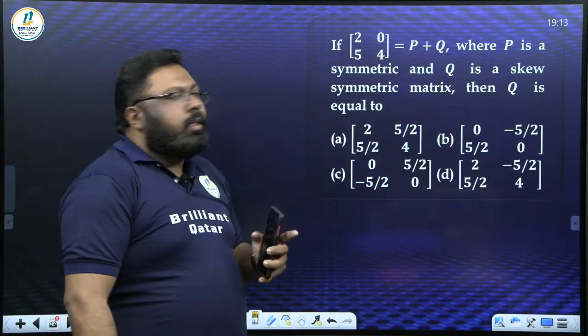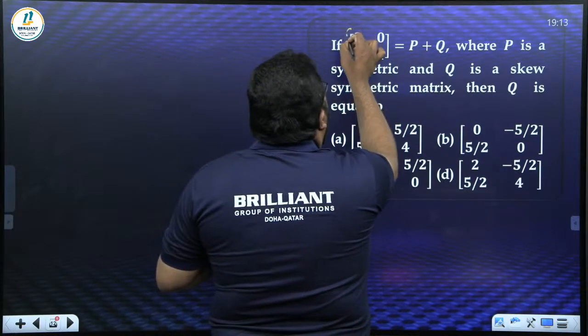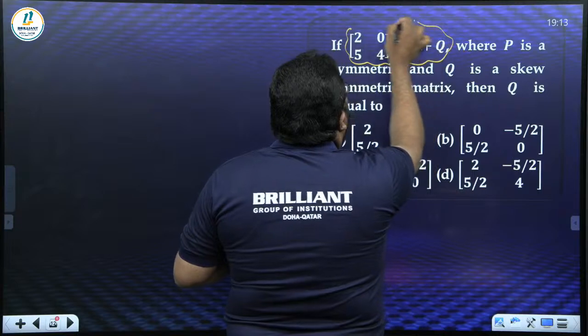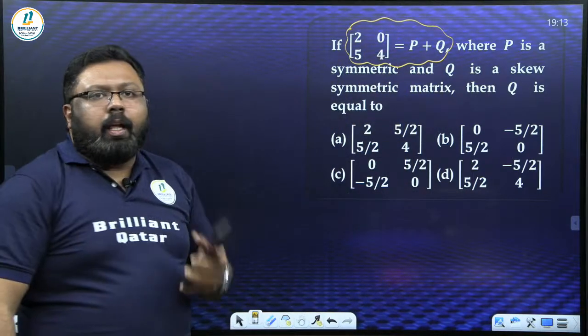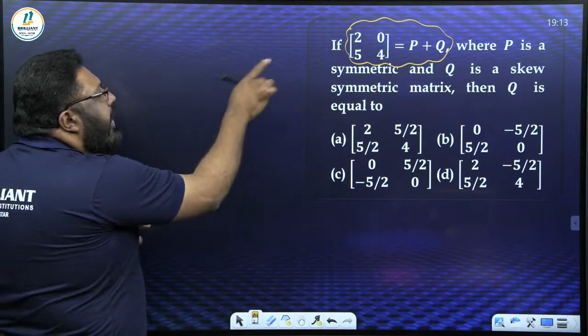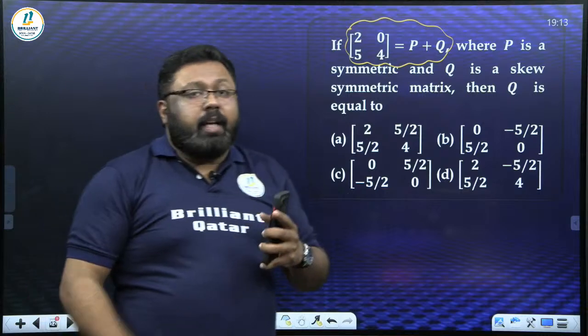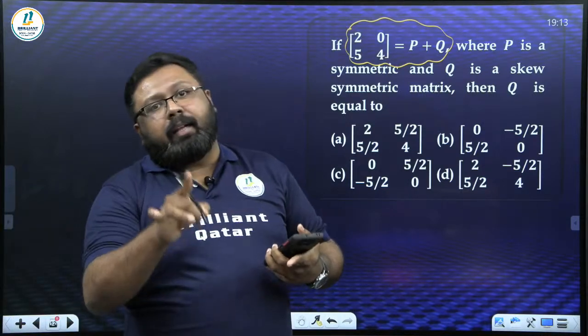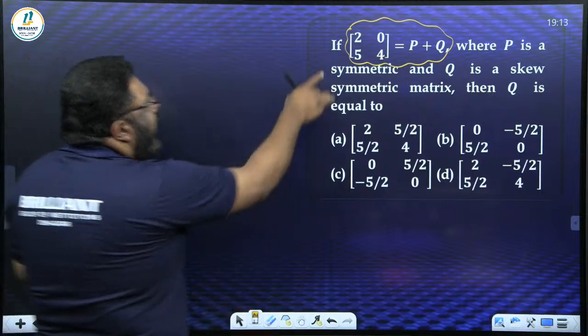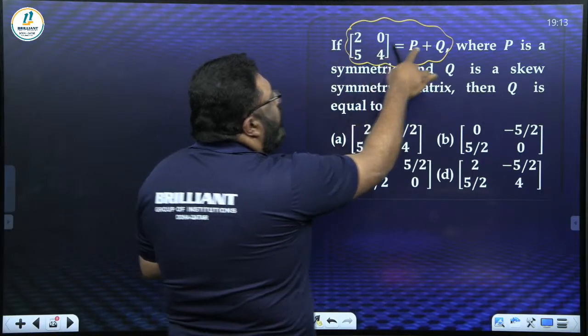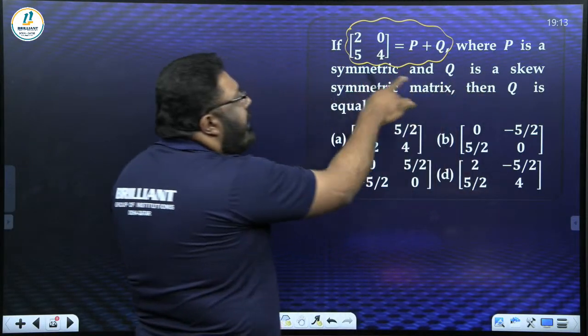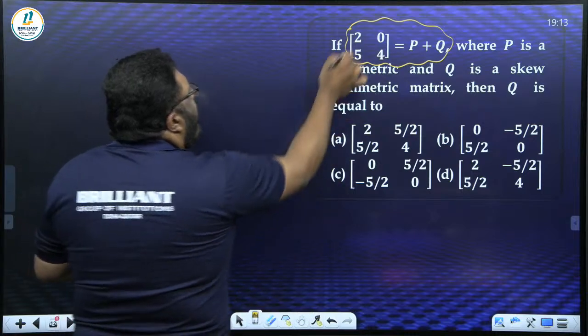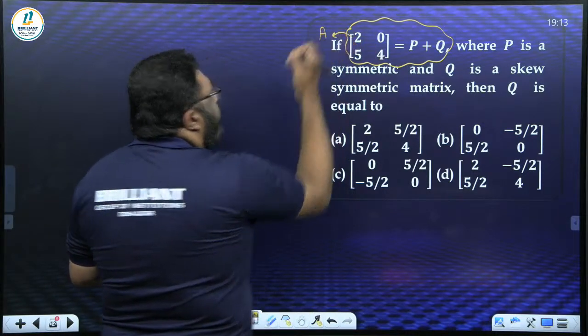Next, another one. See, this is a very, very important property you must study. First of all, let me say the property itself. How can I express any square matrix as the sum of a symmetric and a skew symmetric matrix? They said that this square matrix is equal to P plus Q. P is symmetric, Q is skew symmetric. Let me assume that this matrix is A.